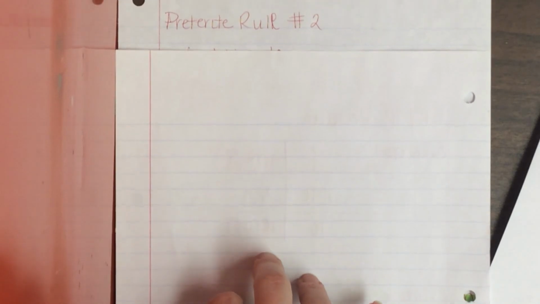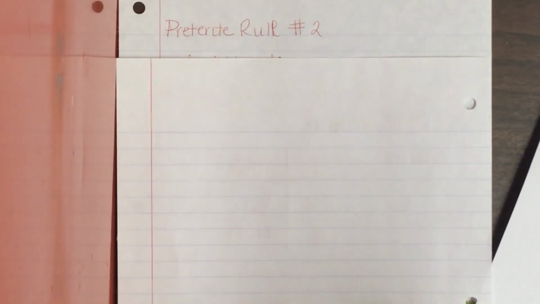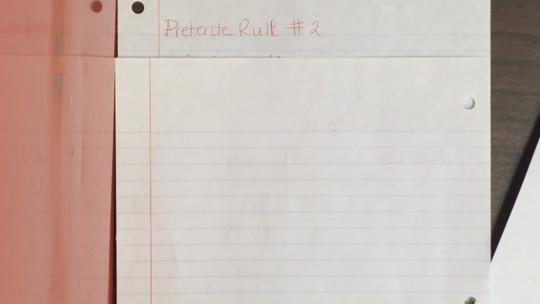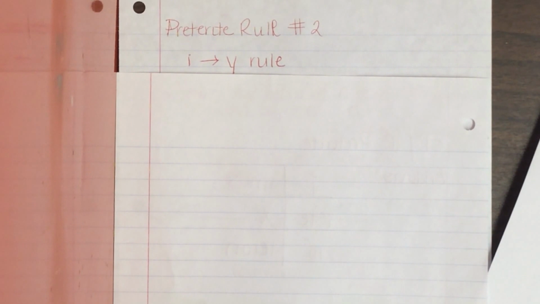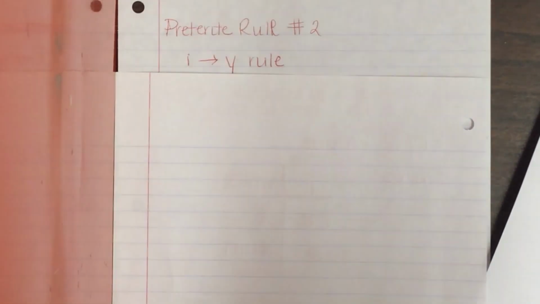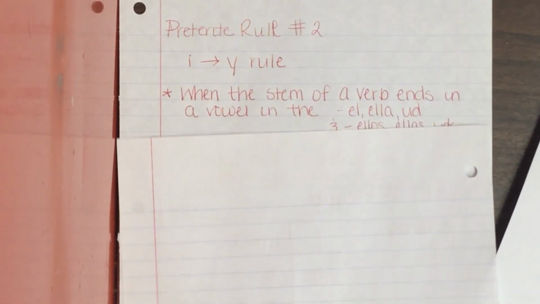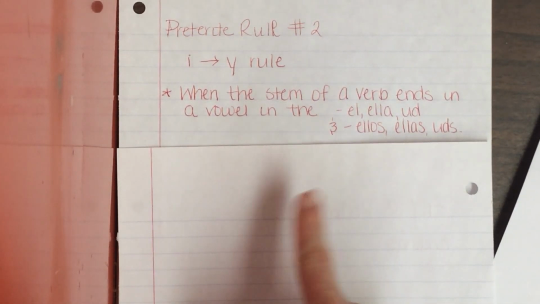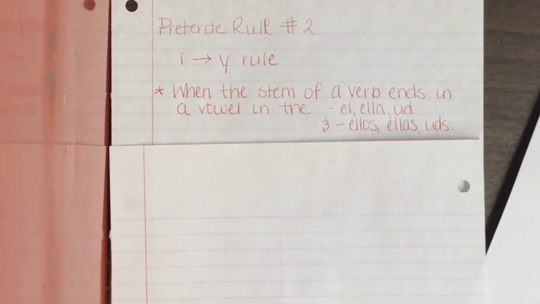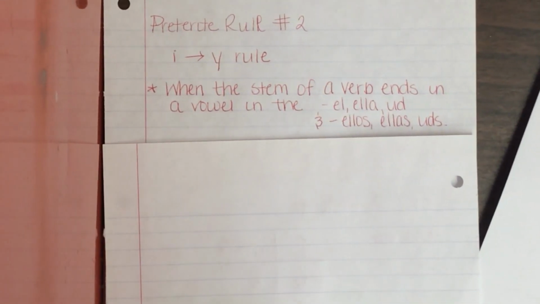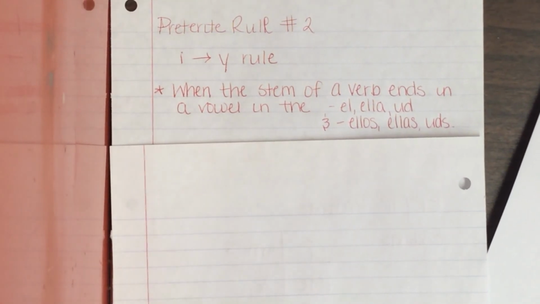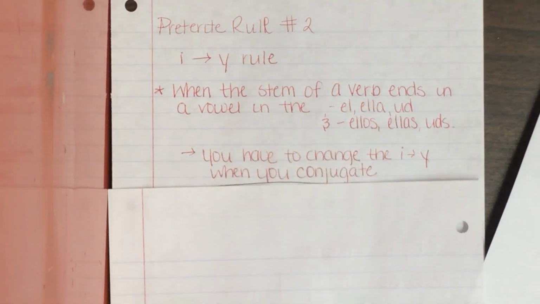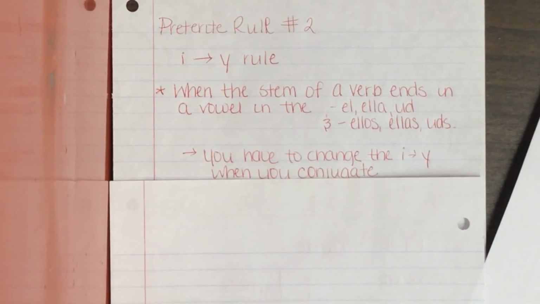As promised, we have preterite rule numero dos. Okay? Preterite rule numero dos states, well, it's called the I to Y rule. And it states that when the stem of a verb ends in a vowel in the él, ella, and usted form and the ellos and ustedes form, so in the bottom two boxes, guys, I'm going to straighten that out, in the bottom two boxes, you have to change the I to a Y when you conjugate.